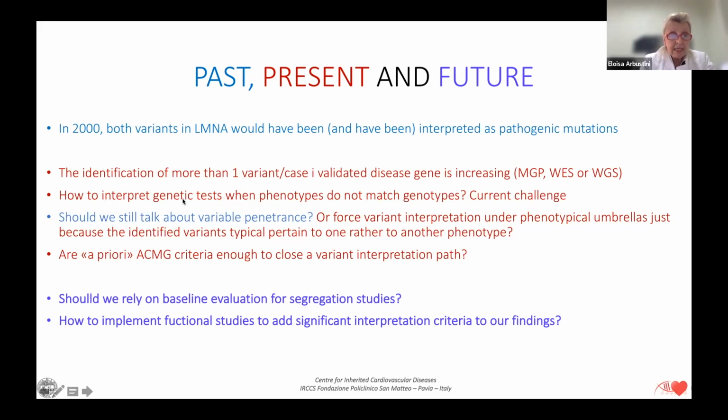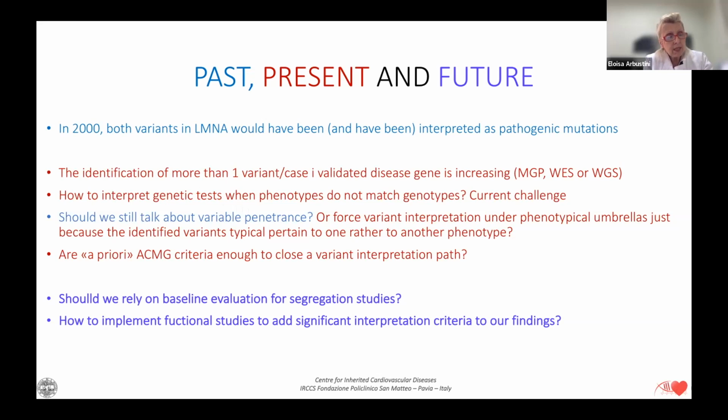The present is that the identification of more than one variant per case in validated disease genes is increasing. For example, we have dystrophin and lamin. We have MYH7 and dystrophin. We have observed, obviously, it is not so frequent, but it may occur. And in this case, it's very difficult sometimes to assign a role to each of the variants, if any. So the question is how to interpret genetic tests when phenotypes do not fully match the genotypes.